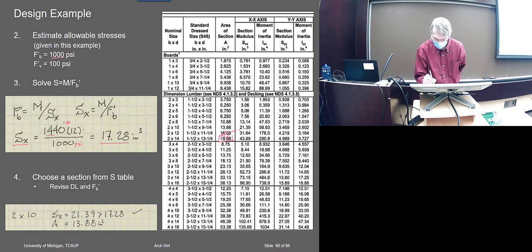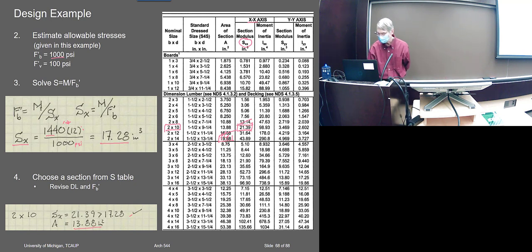2 by 10 is 21. Okay, so 21 passes that. So this one would pass. 13, 14 would fail. All these would fail, but this would be the first one passing. So 2 by 10. Okay, there we go. Got to read the right column, SX. Okay, so that passes, and the area is 1388 for that.